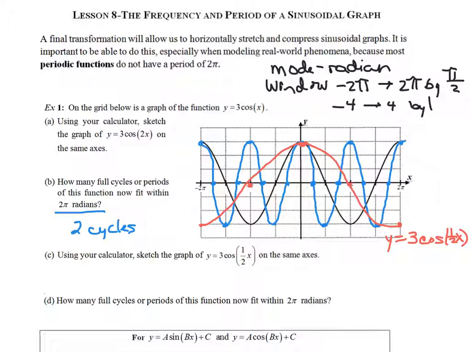So what happens with this one is when I am looking just from 0 to 2 pi, I'm only seeing half of a cosine curve. I'm only seeing the part that I like to call going down the roller coaster, starting at the top of the hill and reaching the valley. So I only see 1/2 of a cycle in the red graph. And again, I'm just looking at a 2 pi width.